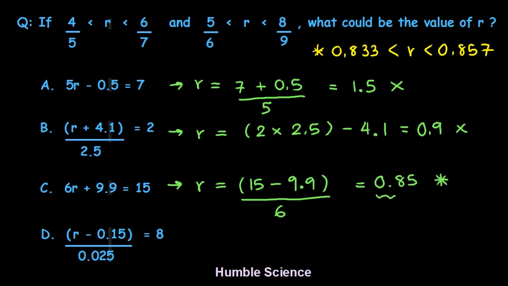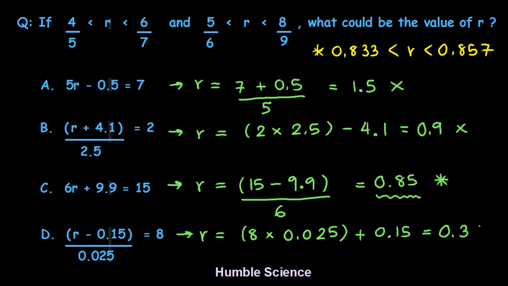So that should be the answer. And just in case, the next one, r is going to be equal to 8 times 0.025 plus 0.15, and that is going to be equal to 0.35, not in the range. So the answer is C.